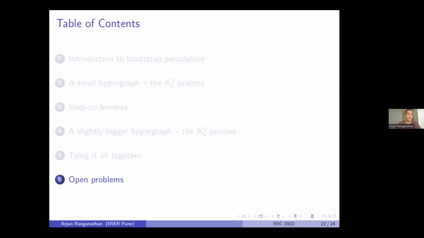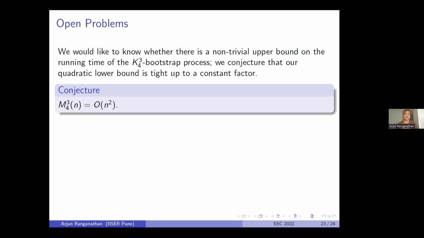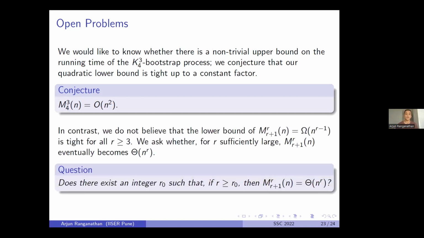And finally, we present 2 open problems. So firstly, we'd like to know whether there is a non-trivial upper bound on the running time of the K43 bootstrap process. So we know that M43(n) is at least quadratic in n, and we conjecture that our quadratic lower bound is actually tight up to a constant factor. So we conjecture that M43(n) is big O of n squared.